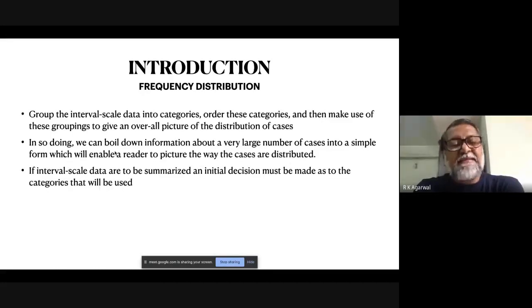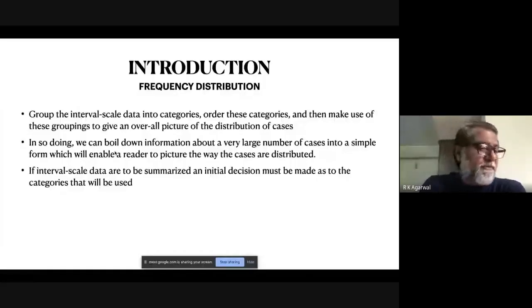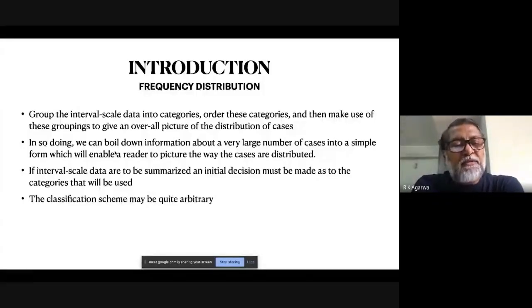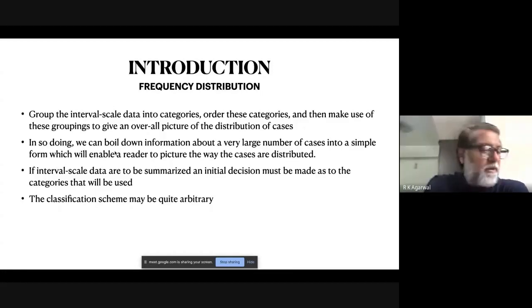Then, once we have categorized them, interval scale data are to be summarized, and initial decision must be made as to the categories that will be used. What categories will we use? Will we use 10 to 20, or 10 to 30, or 10 to 40? How many categories will be used? All these decisions must be taken. And one thing that we should note is that most of the time the classification scheme is quite arbitrary. You can decide whether it will be 10 to 20 or 20 to 30 or 10 to 40. It's very, very arbitrary, but we'll have a lot more to say about this a little later.